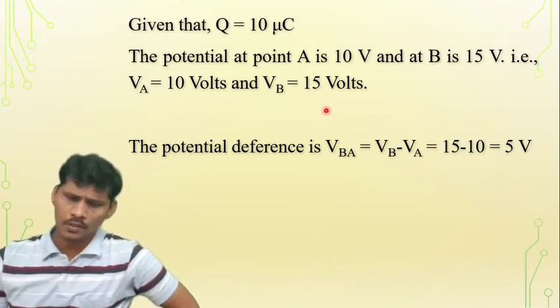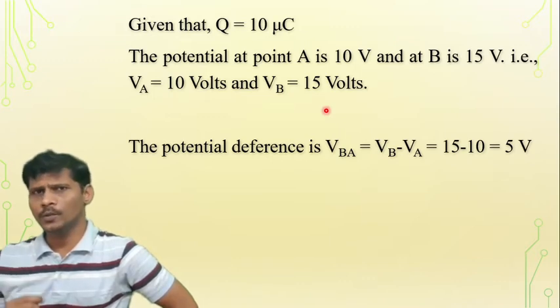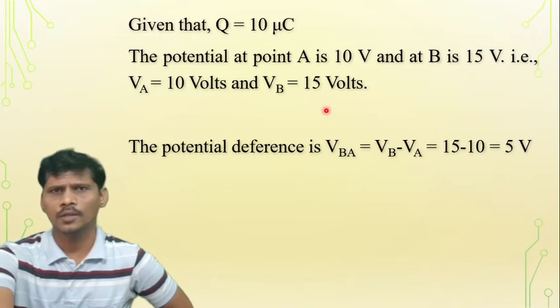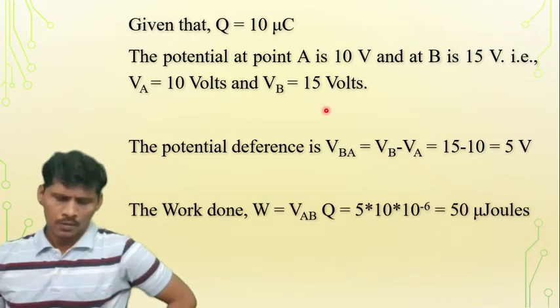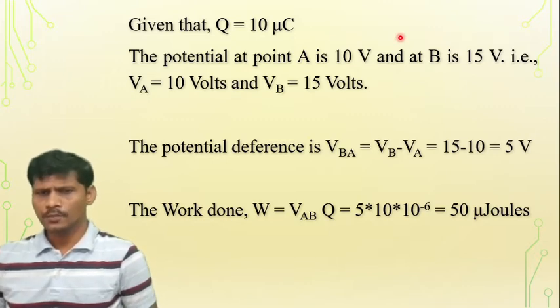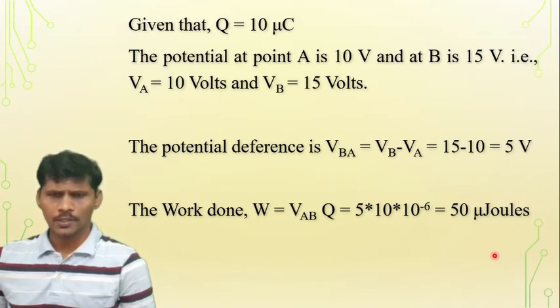Therefore, using the definition of the potential, VBA is equal to W by Q. So from that equation, the work done W is equal to potential difference into charge. What is the potential difference VAB? Here 5 volts. And what is the charge Q? 10 microcoulombs. 5 into 10 microcoulombs is equal to 50 microjoules, and work done is measured in joules.